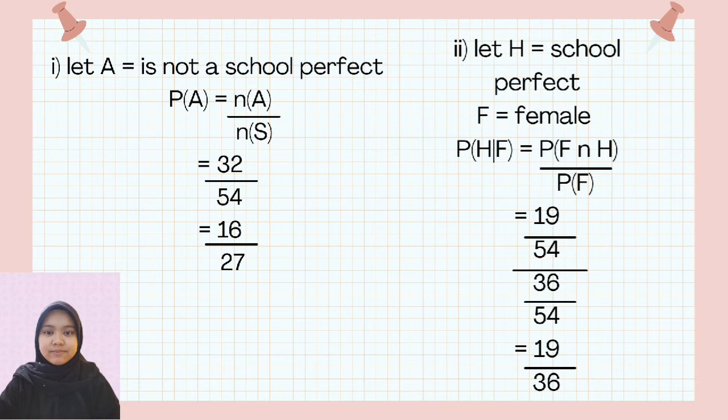Second Roman, a school prefect given that she is female. In this case, you can use the conditional probability formula, which is P(H given F) equal to P(F intersect H) divided by P(F). So the answer is 19 over 36.